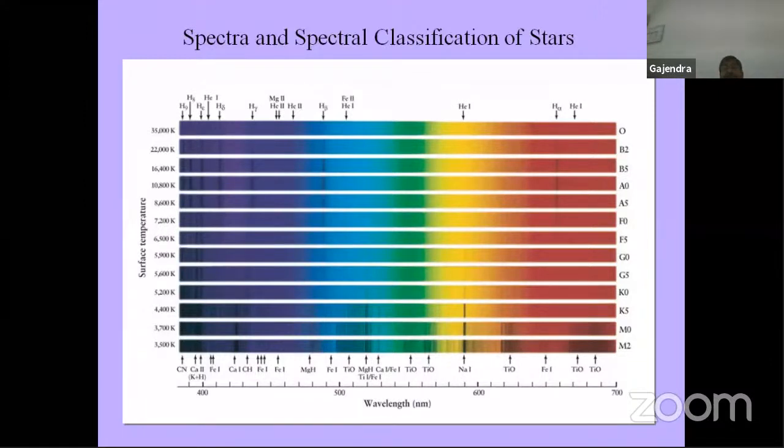So earlier, they just classified from A to O, and that was just by the strength of the Balmer lines. But then later they realized that it is just not the strength of the Balmer lines. You have to make the corrections based on the helium lines appearing and also the neutral lines appearing, which are conspicuous in the cooler stars.